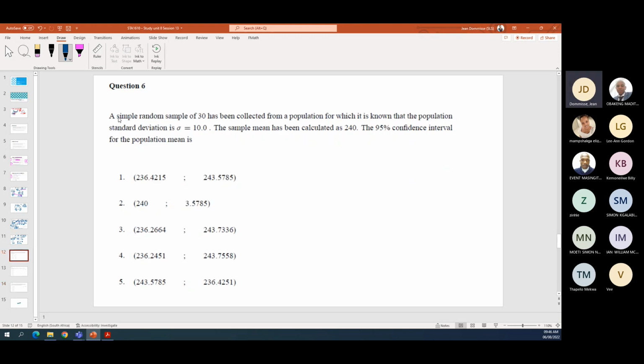Okay, so let's just read through it and then see what to do. Simple random sample of 30 has been collected from a population for which it is known that the population standard deviation is that. The sample mean has been calculated for 95% confidence for the population mean. Okay, again, Z or T? What would you guys say? Okay, so the population standard deviation is known. So we're working with a Z.